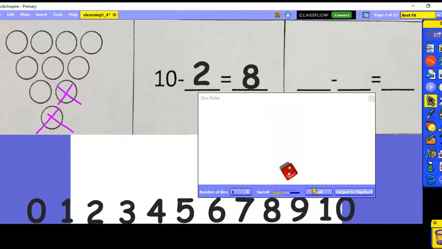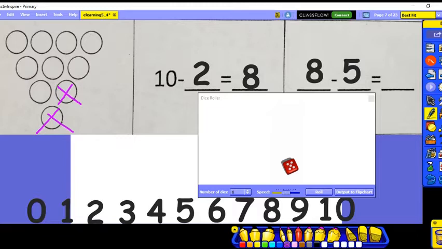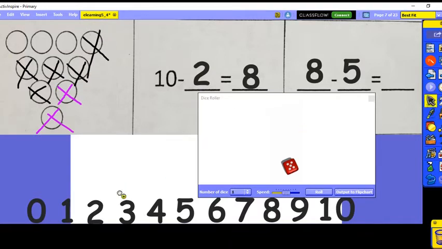And let's bowl again. All right, so we started with 8. And we rolled a 5. So let's take 5 away and we'll see how many more we have left. 1, 2, 3, 4, 5, and we have 3 left. 8 minus 5 equals 3.